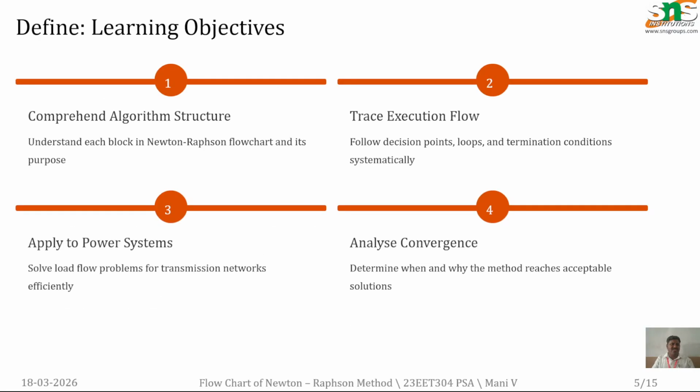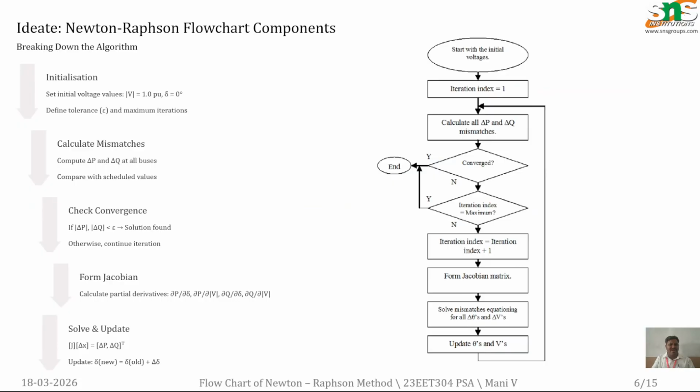And in the define stage, we have to understand each block in the Newton-Raphson flowchart and its purpose. We also have to follow the decision points, loops, and iteration conditions systematically. This can be applied in the power system to solve the load flow solution for the transmission system, and we have to analyze and compare with the convergence, whether it is acceptable or not. So this is the major objective in the define stage.